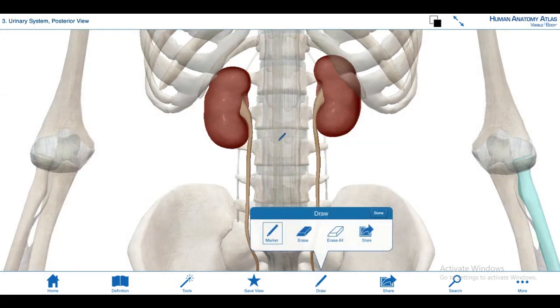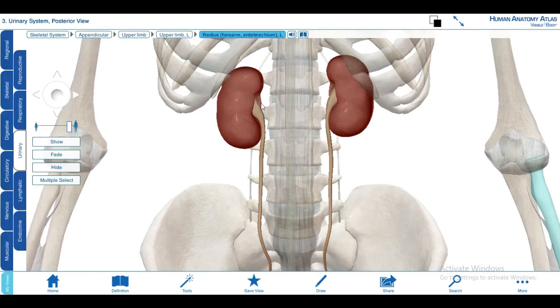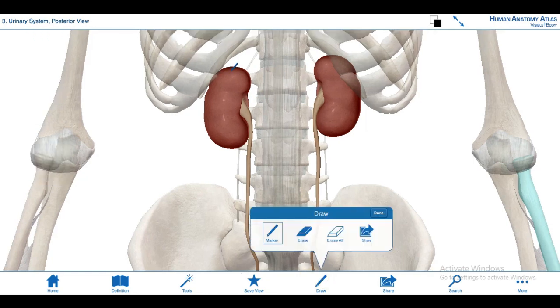Now, let's draw the anterior relationship of the right kidney at first. We know that an organ is situated at the upper pole of both kidneys, and the name of that organ is suprarenal gland. So, this portion is for the suprarenal gland of the right side. Again, we know that the liver is situated on the right side, so a large area will be considered for the liver.